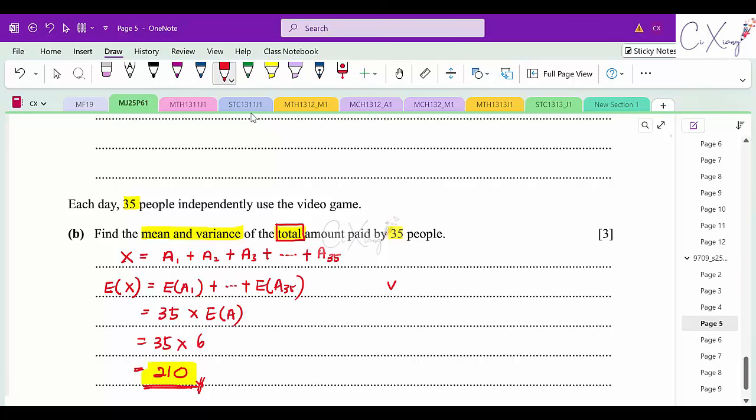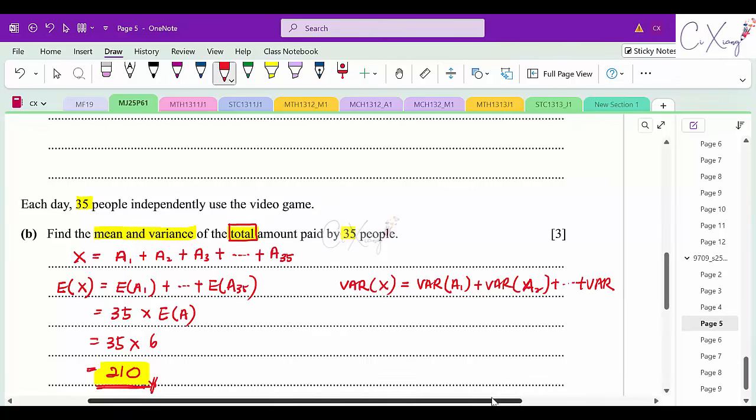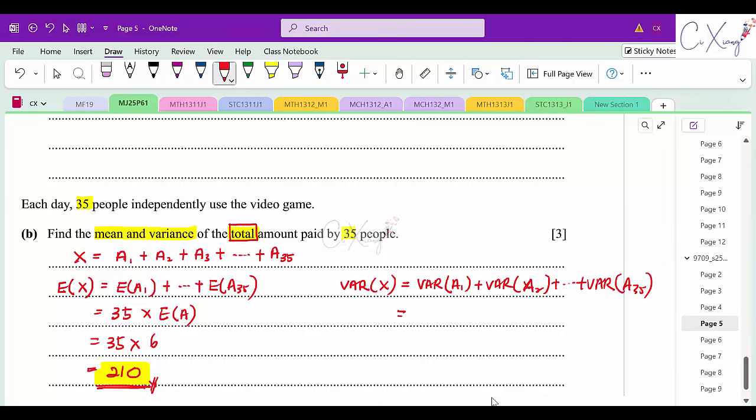Then how about for variance? For the variance of X, basically you need to have variance A1 plus variance A2 plus variance A3 until variance A35. Then it means that you are having 35 times the variance of A. So 35 multiplied by the variance of A. And what's the variance that you calculated in part A just now? It is actually 1.44, right? And now what we have here is 50.4.